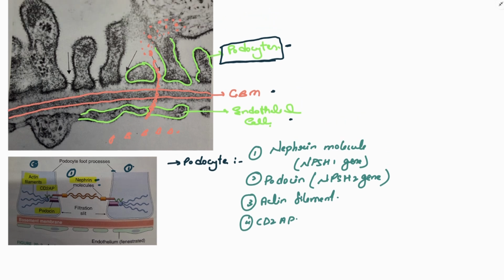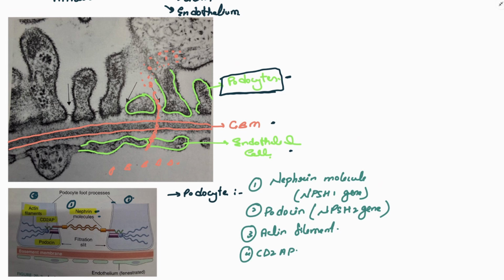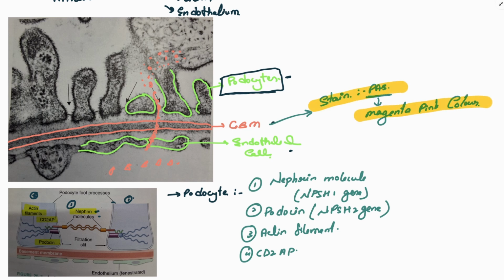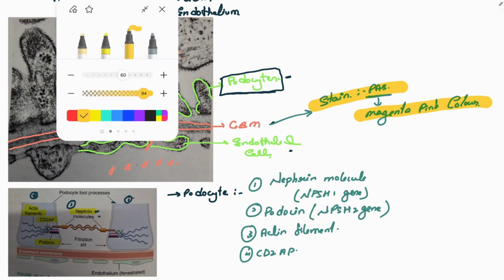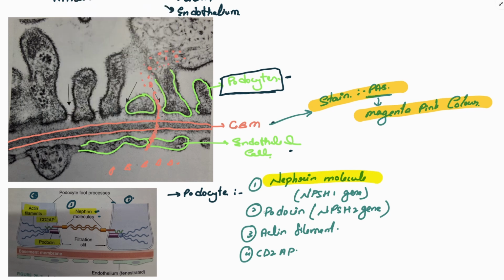And the next one is, here we talked about everything regarding the glomerular basement membrane. And the last thing that you must remember is the stain. And the stain is periodic acid Schiff. So this is the stain that is useful to stain the basement membrane. So the color you get is magenta pink color. You must remember this for sure. Okay. And the proteins are also very, very important for you to remember. Nephrin, podocin, actin filament and CD2AP.